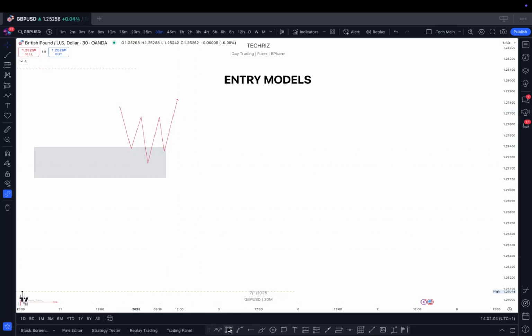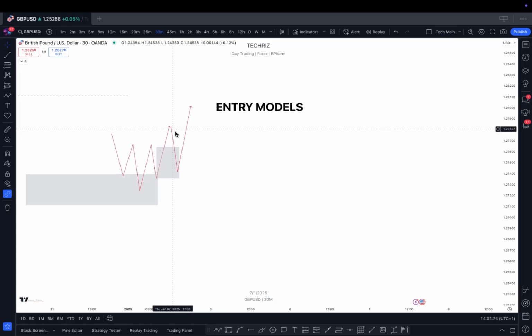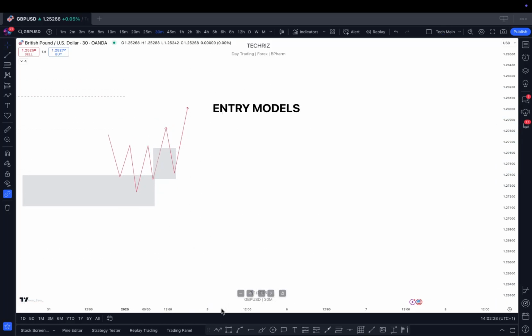The first place you can take your entries from is anywhere around here, anywhere in this demand zone. Any unmitigated block in this demand zone is where you can take your entries from. Your entry can be from here, can be from here. Maybe there's an unmitigated demand zone here. You can take your entries from there, and boom, you go off. And that's not all. When this has happened, you can also take your entries from here.